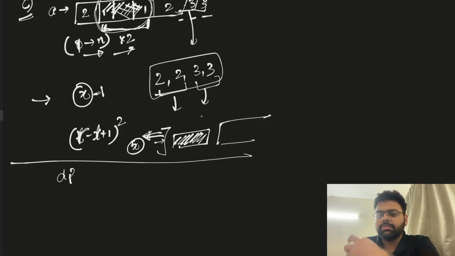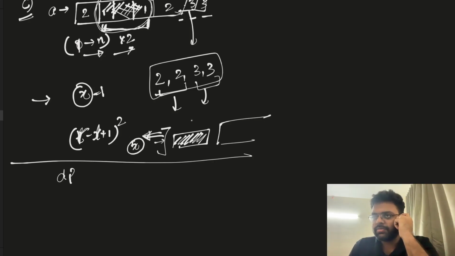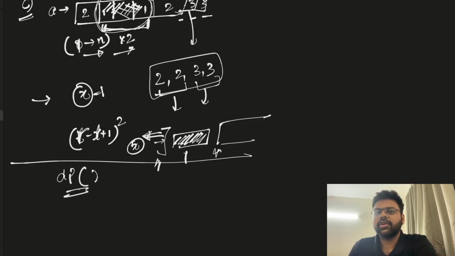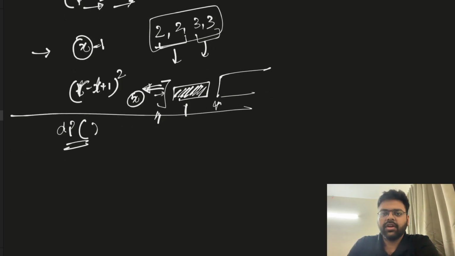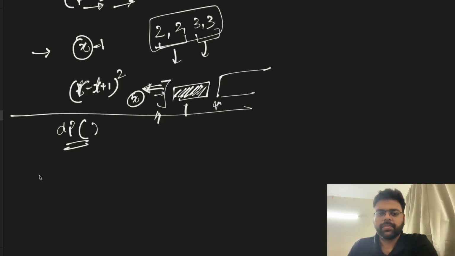Then I need to do some operations again on the smaller subset to find the score for the rest of the elements. So we can think of something like DP over here. Now let's see how we can apply DP over here. Let me define the DP state.